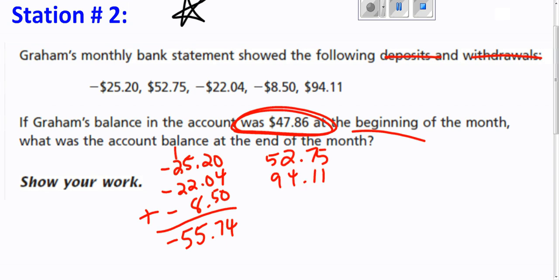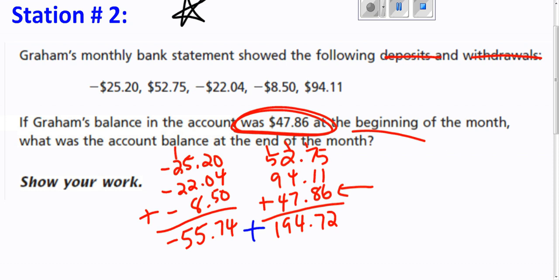Now the positives: there's a $52.75, $94.11, and you can't forget, he already had $47.86. Now, the $47.86 you can ignore until the very end and then add it in, but you have to remember to add it at some point. I'm just going to do it here. 5 plus 1 is 6, plus 6 is 12, carry the 1, 8, 9, 17, bring down a decimal, carry the 1, 3 plus 4 is 7, 7 is 14, carry the 1, and then 6, 10, 19. So $194.72.